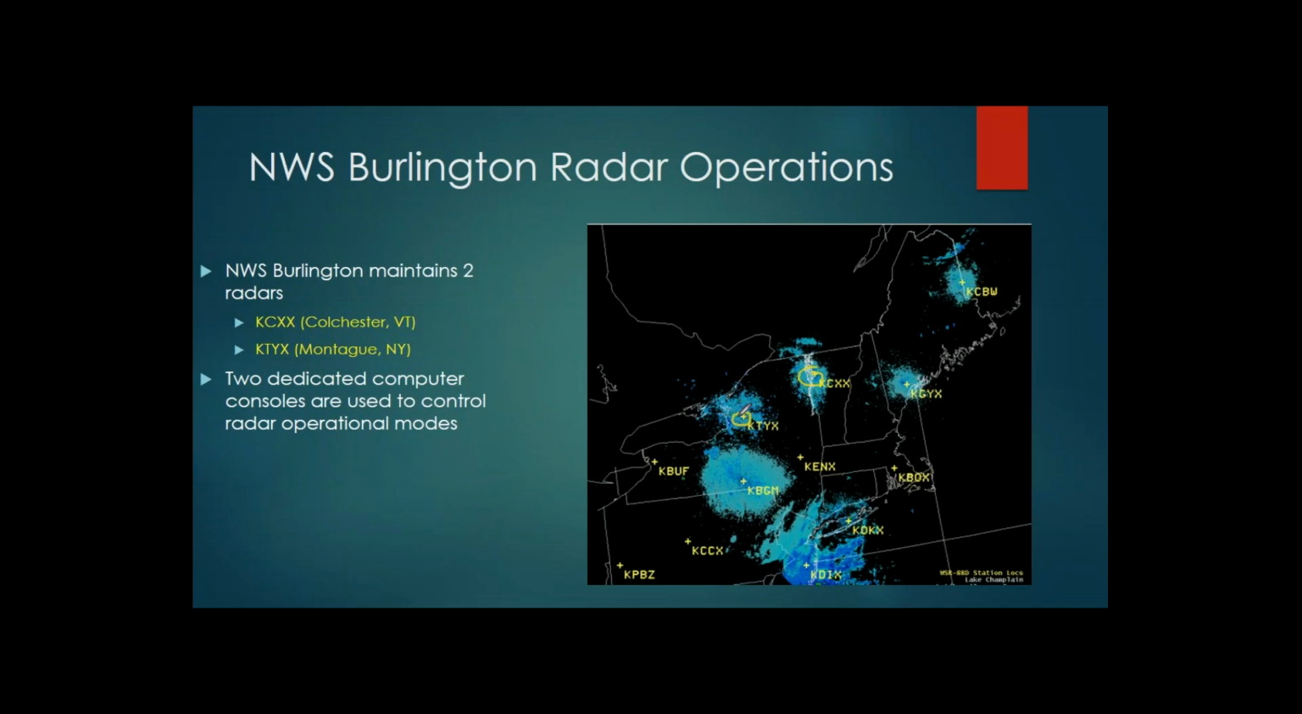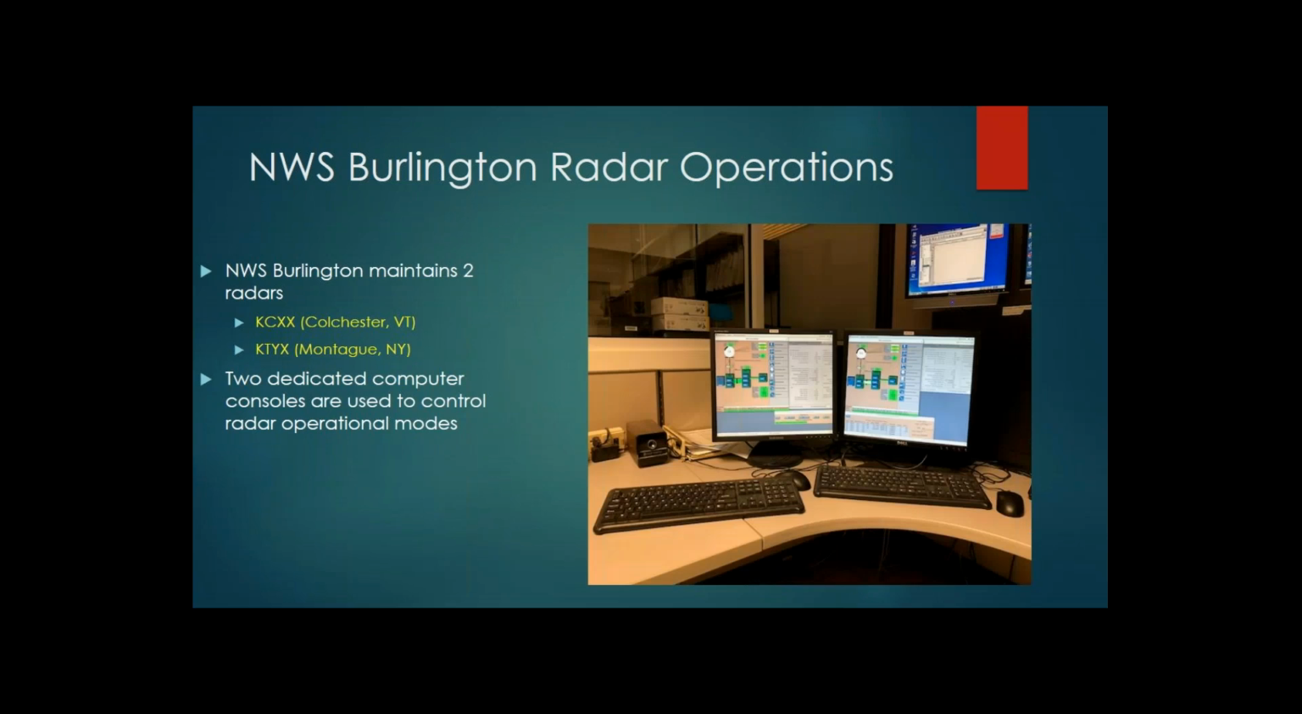Burlington, Vermont; Buffalo, New York; and Binghamton, New York Weather Service offices all use this TYX radar, as opposed to the CXX radar, which is mainly a radar that our office itself monitors. There are two dedicated computer consoles that help operate those radars. They're fairly simple, kind of just PCs with an interactive screen, and you can change the settings and how the radar works from those computer terminals.